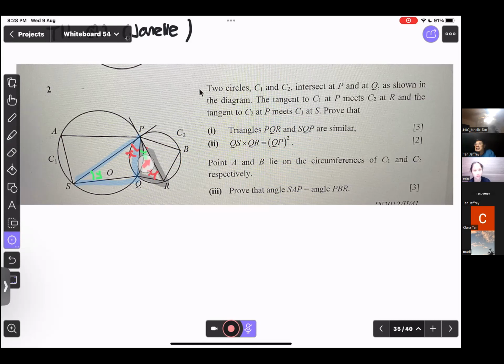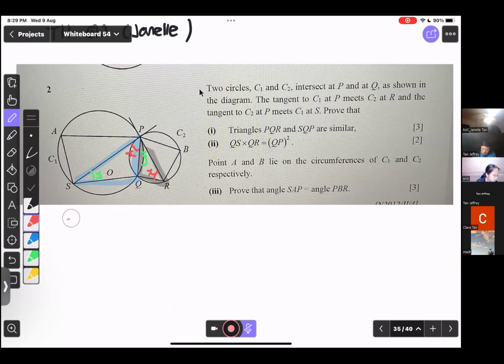Is it okay? No, wait. I don't even understand how you got the... Okay. Alternate segment theorem is otherwise known as the tangent chord theorem. Can you see that to this circle there's a tangent here? The angle between the tangent and the chord is the same as the angle opposite the chord. The tangent chord theorem, or basically the alternate segment theorem. Do you remember this theorem?